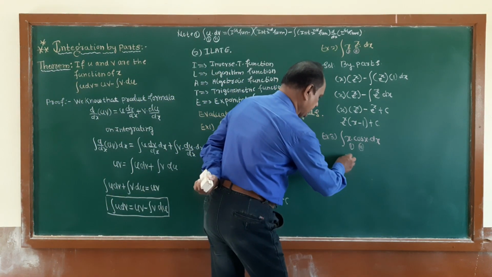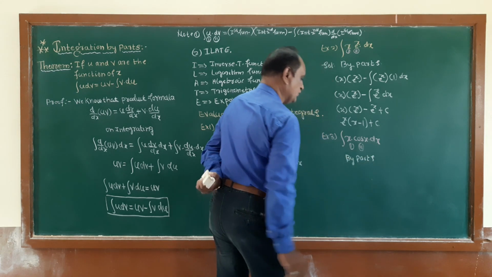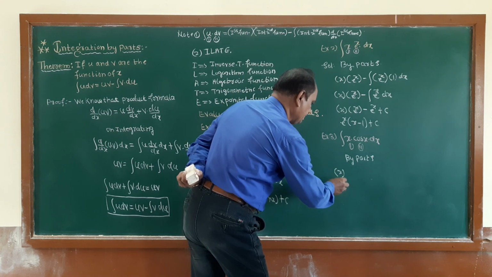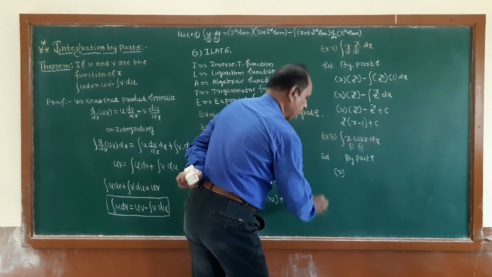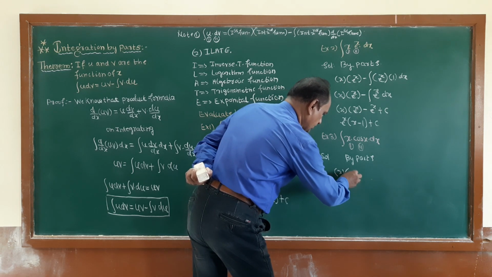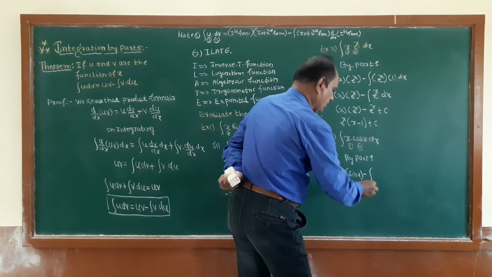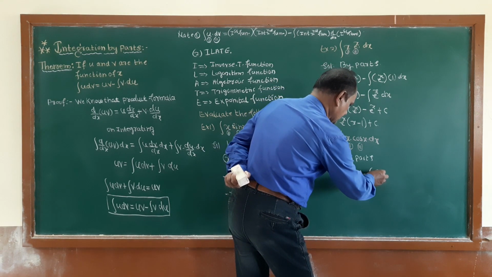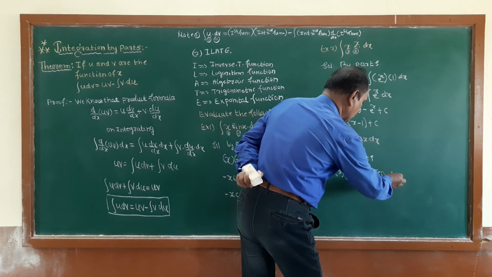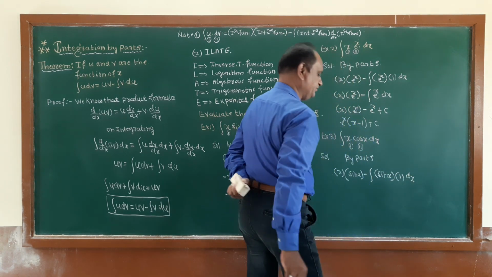So by applying integration by parts: first function as it is, that is x as it is, into the integral of cos x. The integration of cos x is simply sin x, then minus under the integral sign, the integral of sin x, the integration of cos x, into the derivative of the first function x, the derivative that is 1, into dx.